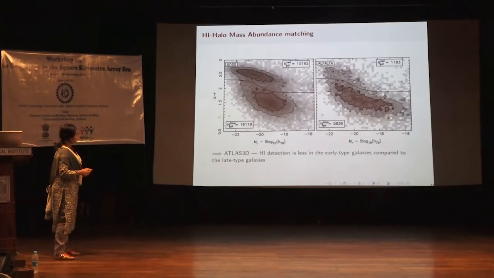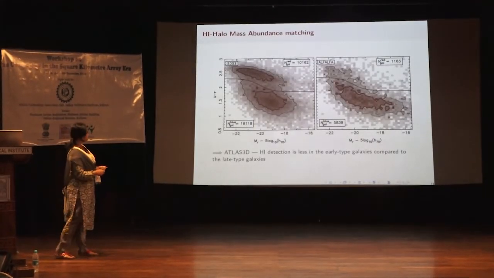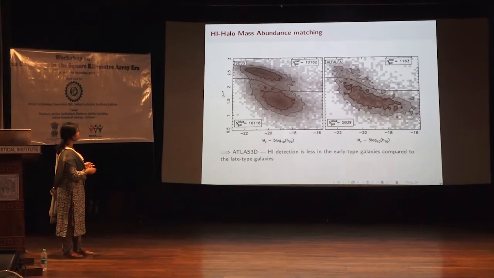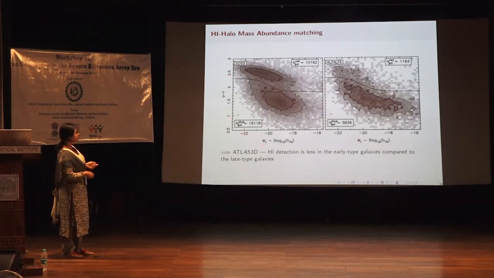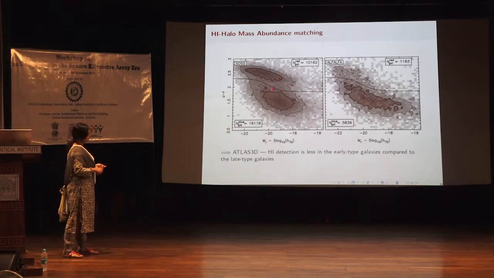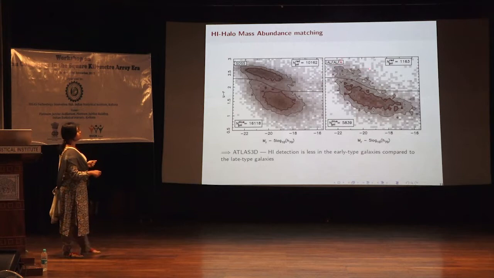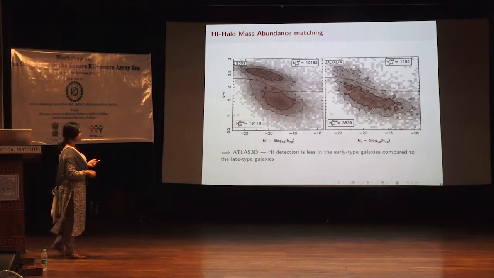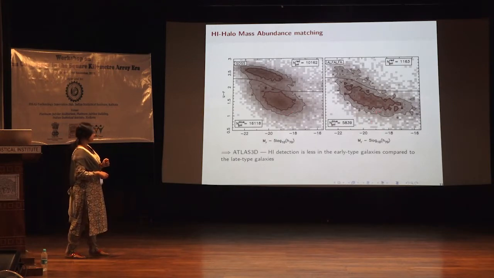To answer that, look here: these are the two-dimensional distributions of SDSS galaxies and ALFALFA galaxies as a function of u minus r and M_r. You can see here that around 11% of the optical galaxies have H1 counterparts in ALFALFA, and around 36% of the blue galaxies have H1 detection here.